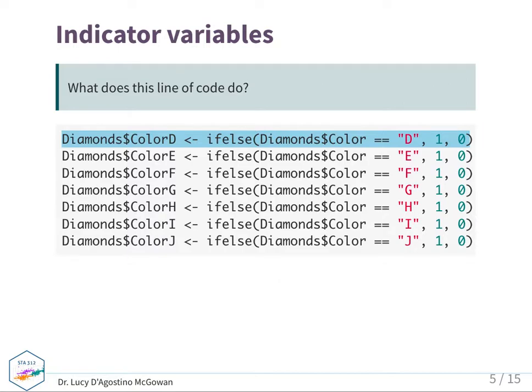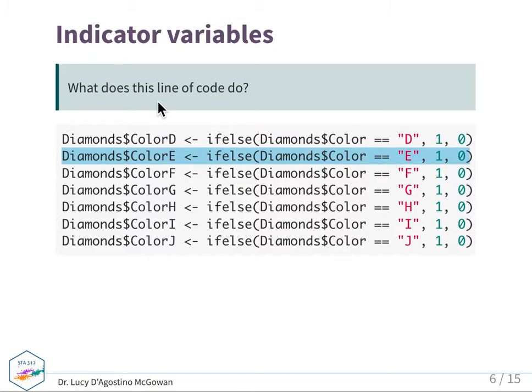Okay, so what would this line of code do if you're just trying to guess what this does? I'm taking the diamonds data and creating a variable called color D. If the diamond color variable is equal to D, then this is going to have a value of 1, and it's going to be 0 otherwise. So I've created an indicator variable indicating whether the color of the diamond is D. And similarly here, I've got a second indicator variable indicating whether the color of the diamond is E.